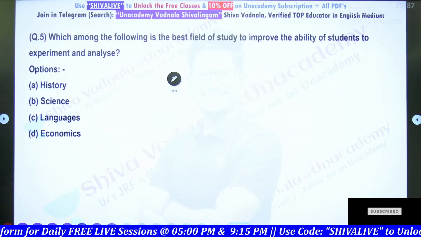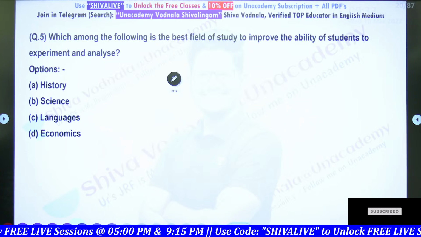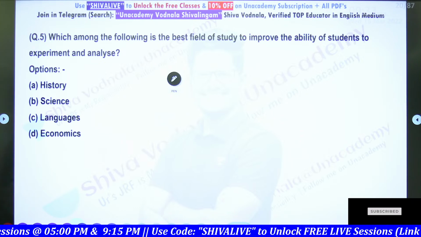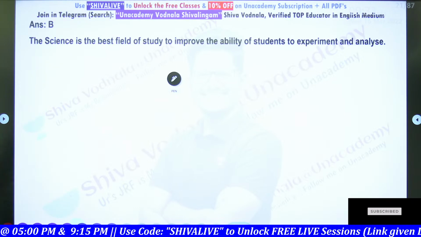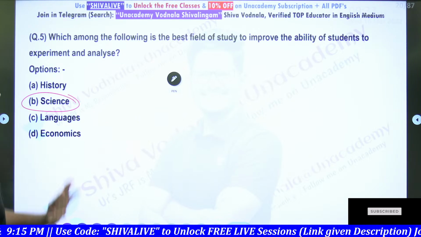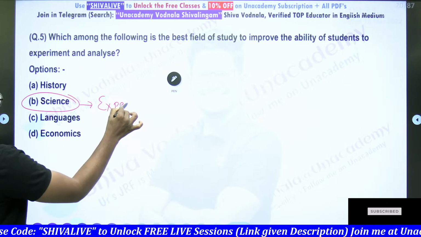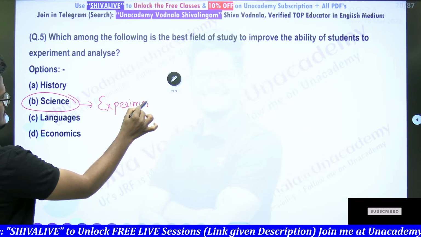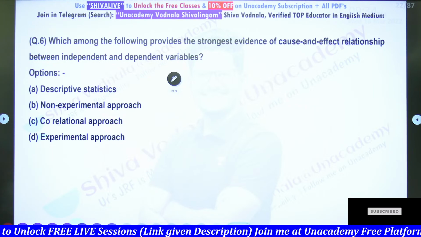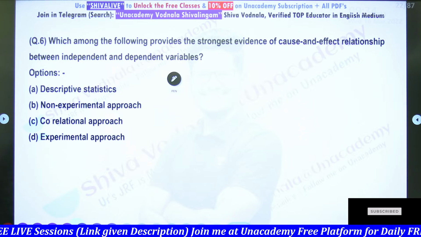Which among the following is the best field of study to improve the ability of students to experiment and analyze? The answer will be option B, that is science. It is the best field of study, because experimentation will be better in science. Experiments will be conducted in scientific methods. Which among the following provides the strongest evidence of a cause and effect relationship between the independent and dependent variables?